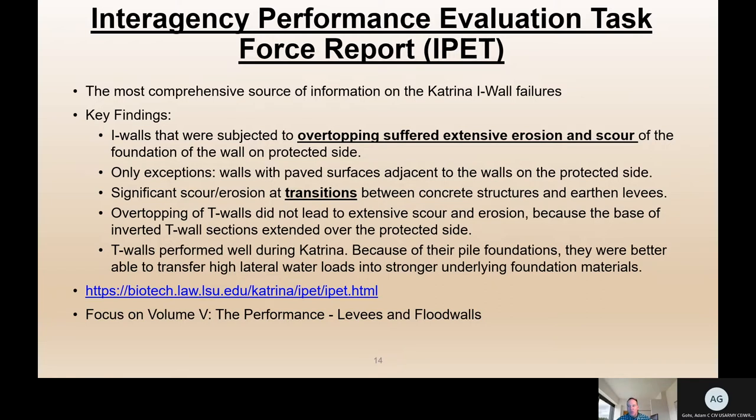T-walls tended to perform well in Katrina, with that one exception we'll talk about in a minute. But overtopping did not lead to extensive scour and erosion, and the T-walls in New Orleans tended to be pile-founded anyway. So not only did the scour not reach a great depth because of the base of the T-wall, they had deep foundation elements, so they tended to reach stability. So in the notes on this slide, you'll see a link to take you to where the IPET report can be found.